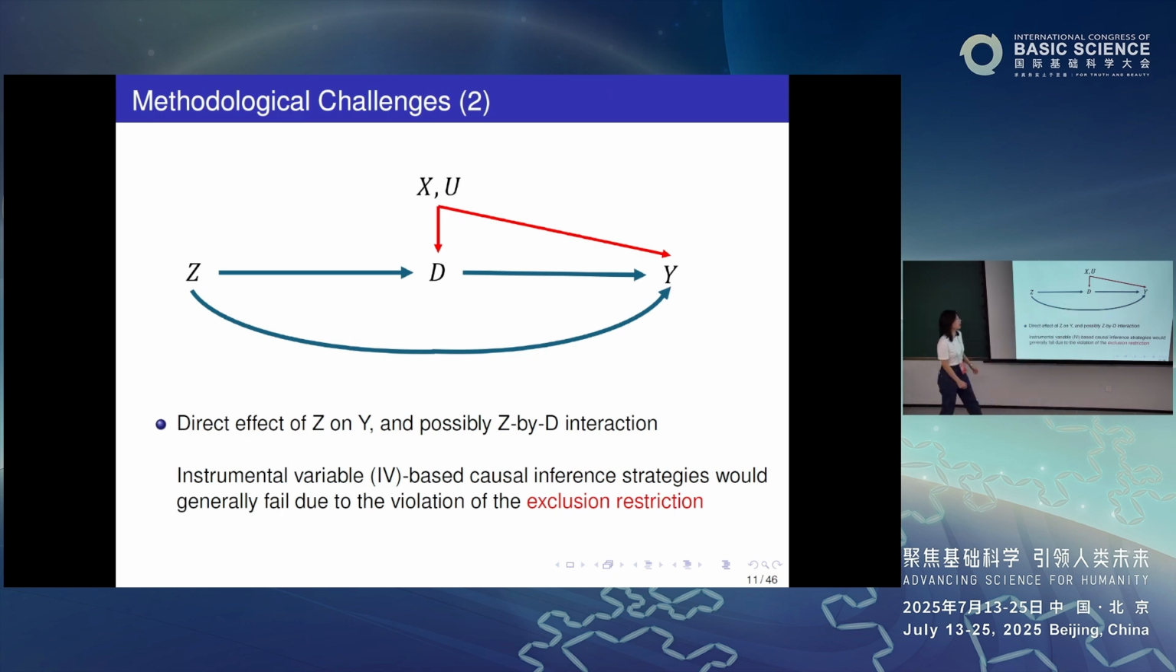You can imagine perhaps students who were in the small class size received more attention from the teachers, right? And perhaps they have better study habits. And these better study habits may have an impact on Y that is not through D, right? So it's just too strong if we assume that Z has no direct impact on Y. And also, you can imagine that there could be a Z by D interaction.